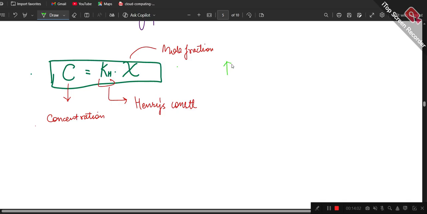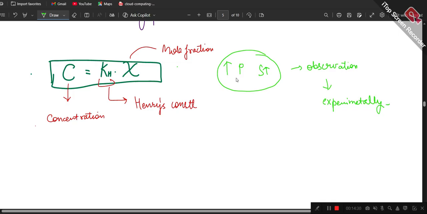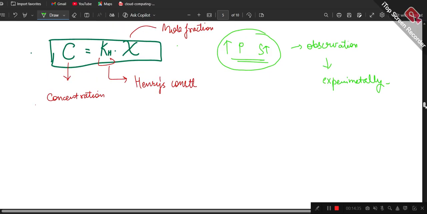It says that whenever we increase the pressure, the solubility of the gas also increases, okay. This is the observation that has been made by Henry, and you have to know this observation as it is. It has been proven experimentally, so we do not need to study that here.